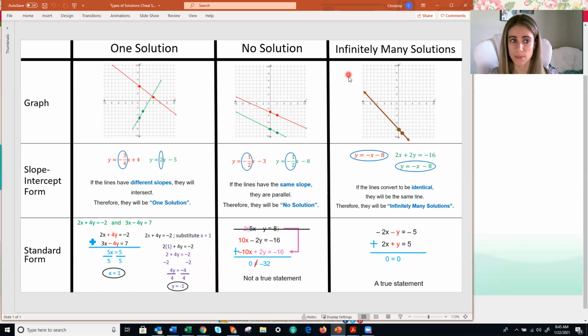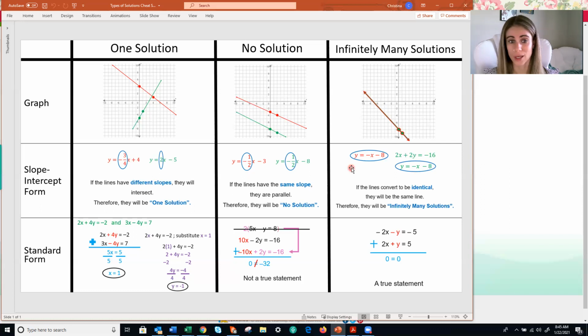If it's infinitely many solutions, that is when your two equations are the exact same line. Because if a solution is a shared point and they're the same line, they share all the points. And since your lines go forever and ever in both directions, it moves in both directions for infinity. That means you have infinitely many solutions because everything is a solution. Everything is shared. That's how it would look as a graph.